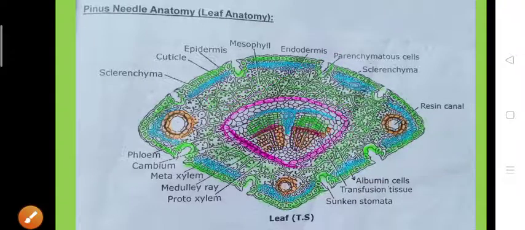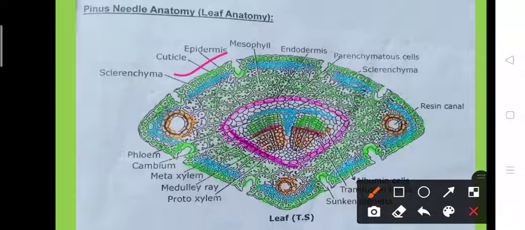Next, move to Pinus xerophytic characters. Needle-like leaves are one of the xerophytic characters. Presence of thick cuticle layer is one of the xerophytic characters. This is the cuticle layer. Sunken stomata in epidermis is also one of the xerophytic characters.